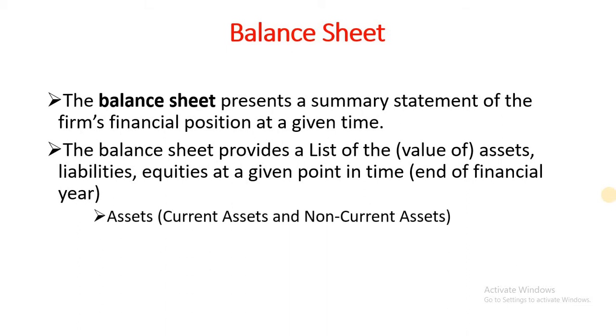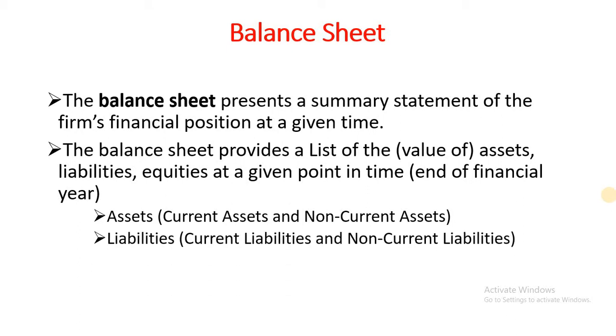So, the balance sheet provides the list of assets, which are normally two types, current assets and non-current assets, and a list of liabilities. Liabilities are also two types, current liabilities and non-current liabilities. In the meantime, the balance sheet also provides the list of equities that a company holds.